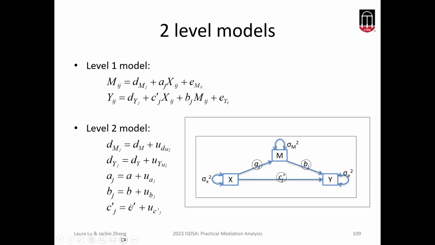The level 2 model is kind of a summary of the random coefficients A, B, C, and also their intercepts. And we have the residual part. In addition to the average part, we also have the residual part. By combining these two parts, we have their random effects. So that's a multilevel mediation model.